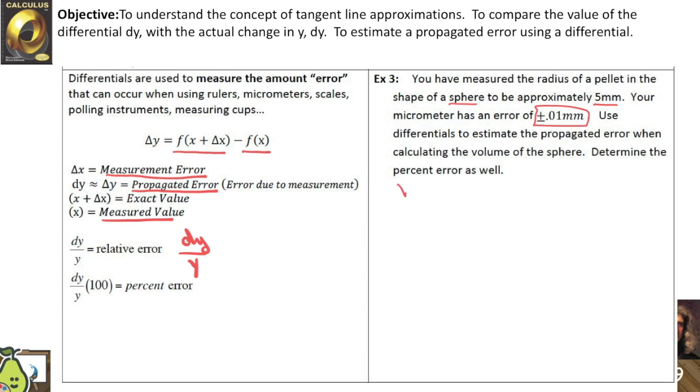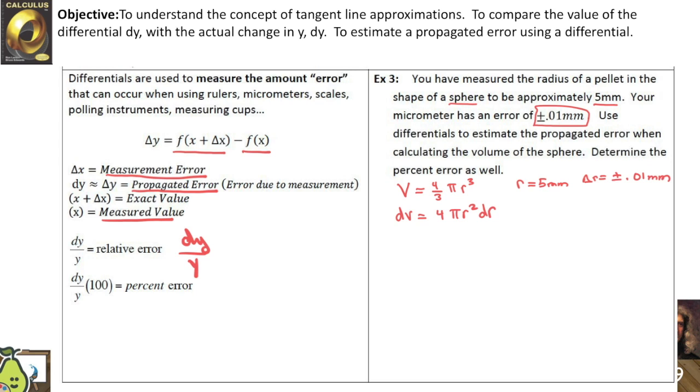So we start with the volume formula. We have volume equals 4/3 pi r cubed for a sphere. We're going to find the differential. dV equals 4 pi r squared dr, a little bit like implicit differentiation. We know that r, the radius that we measured, was 5 millimeters, and that the instrument we are using to measure is going to be off by plus or minus 0.01 millimeters.